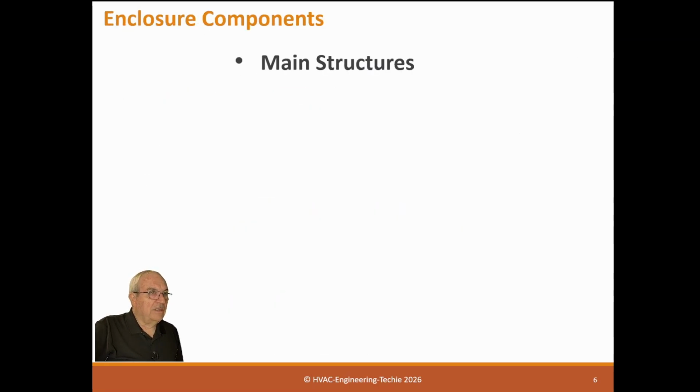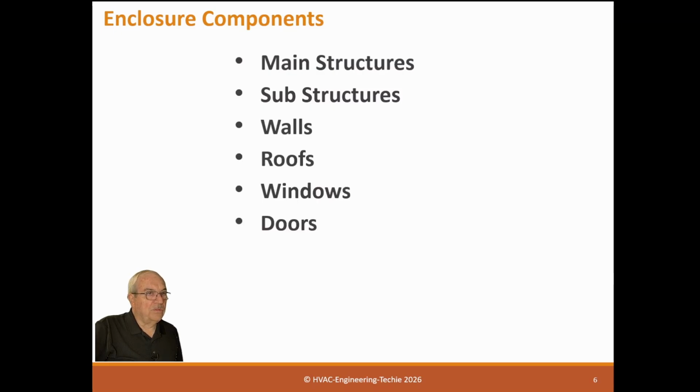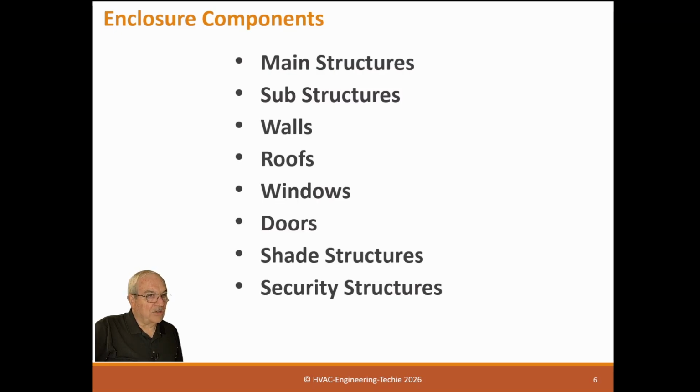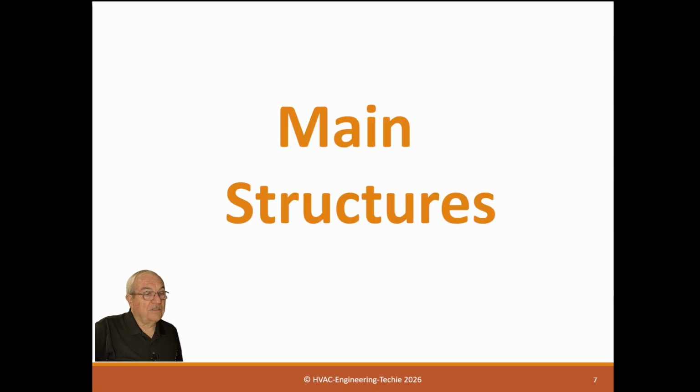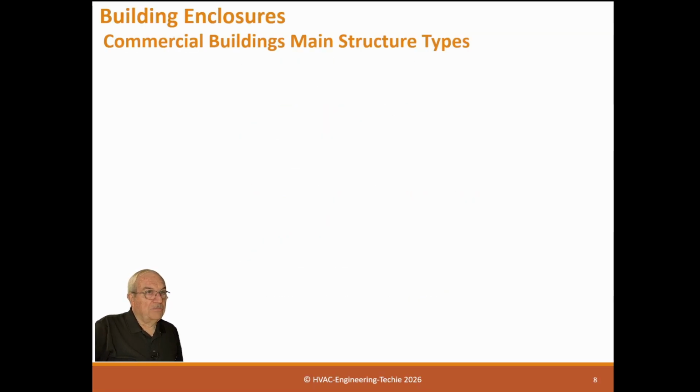So we're going to look at these kinds of structures: main structures, substructures, walls, roofs, windows and doors, and shade structures and security structures. These are all structures that help us get to that goal, the goal of trying to keep the building efficient and safe. And that's what we're trying to do here. So, main structures. Commercial buildings. We will brush on residential every once in a while, but mainly we're focused on commercial buildings.